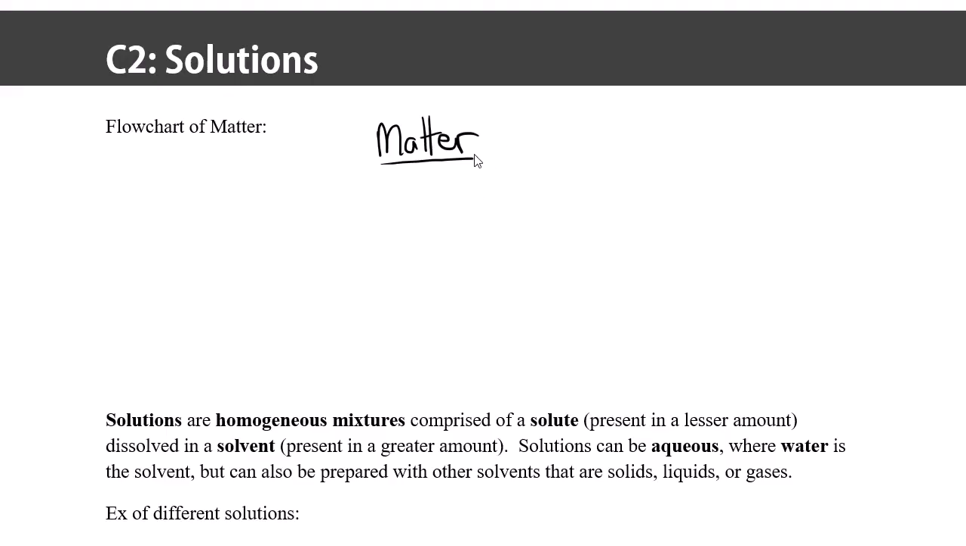So we can start to understand where solutions fit if we draw a flowchart to represent different types of matter. Depending on whether or not we can physically separate a substance from other substances, a sample of matter can be classified as either a pure substance or a mixture.